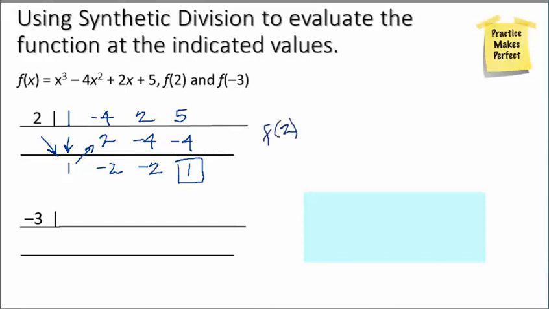So when x equals 2, f of x is going to be 1. Wasn't that easy? Oh my goodness, we just flew right through that. Okay, I'm bringing those same coefficients down. I'm bringing my 1 down. Negative 3 multiplied by 1 gives me negative 3.